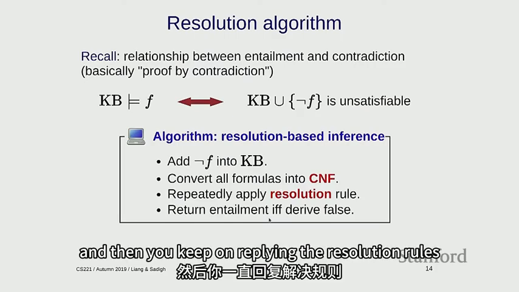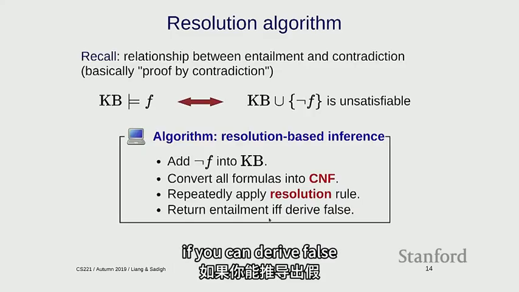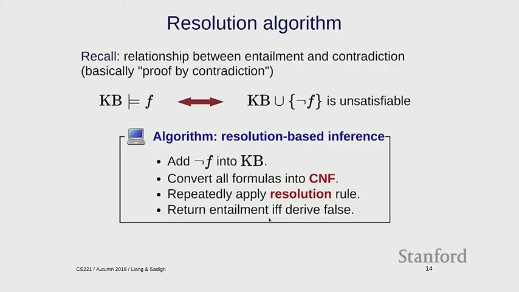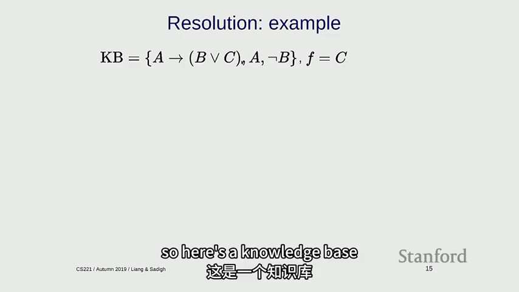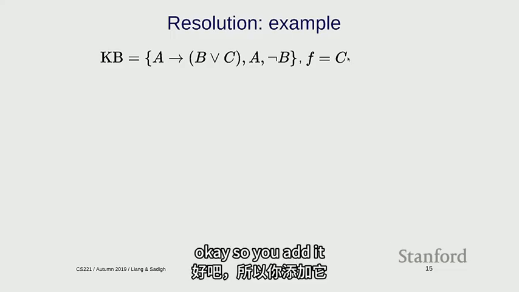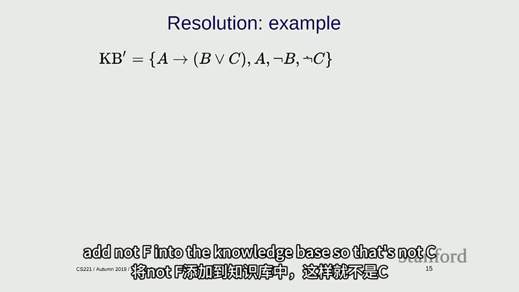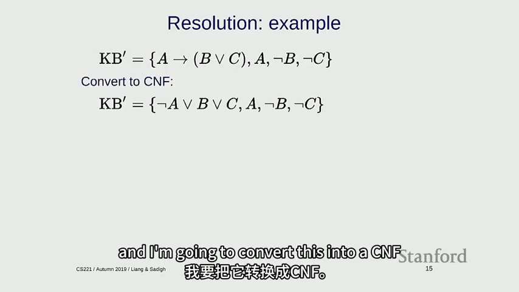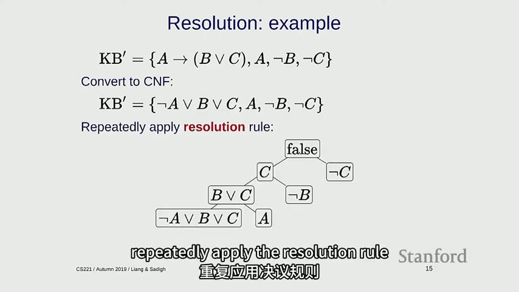And then you keep on applying the resolution rules, and you return entailment if you can derive false. Okay, so here's an example of what this looks like. Here's a knowledge base, and here's a particular formula, and I want to know whether KB entails F or not. So you add not F into the knowledge base, so that's not C. And I'm going to convert this into CNF, so that only affects the first formula here. And then I'm going to repeatedly apply the resolution rule.